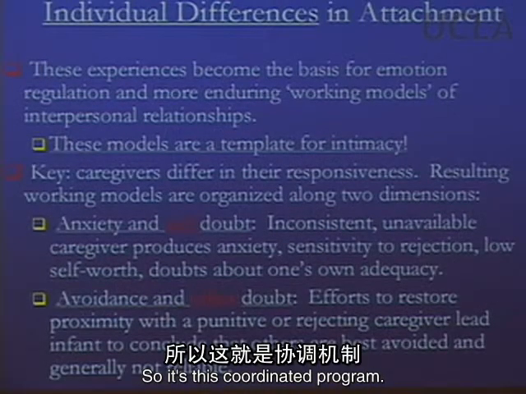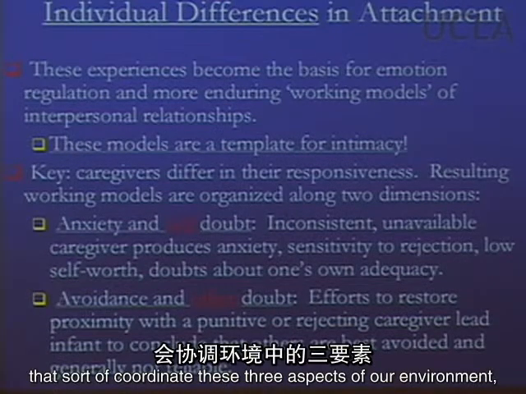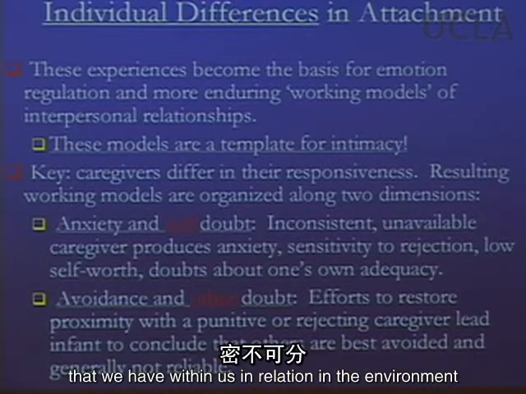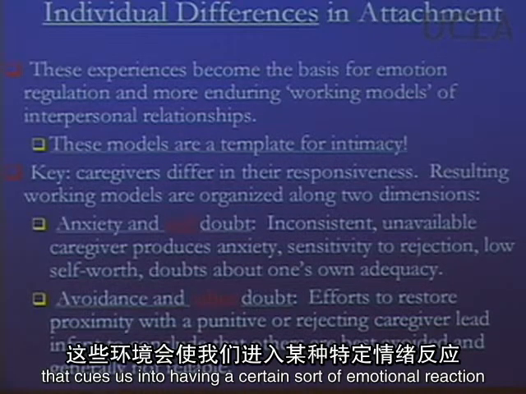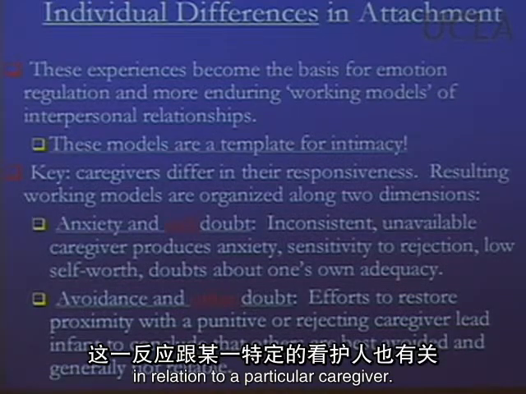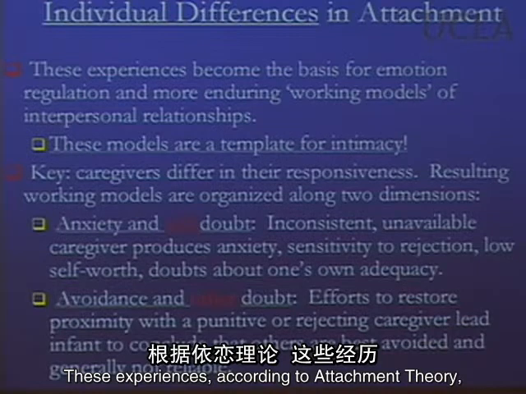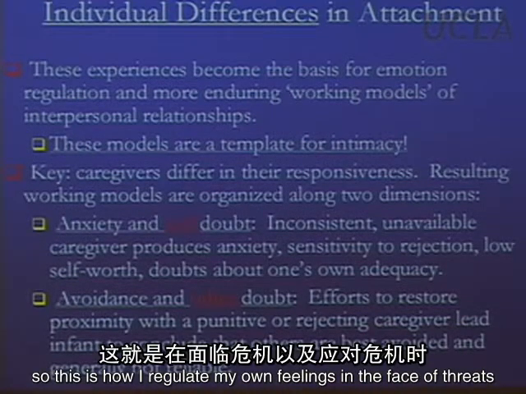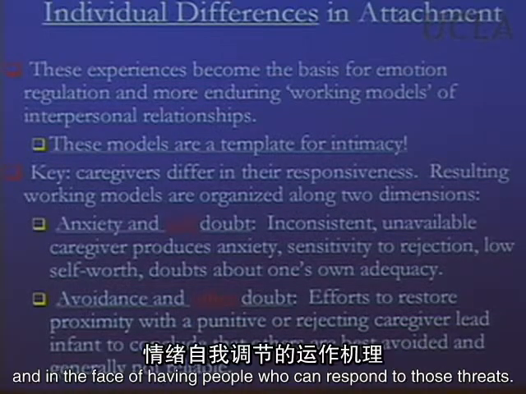And so it's this coordinated program. It's a program that coordinates these three aspects of our environment, and it really depends on those experiences that we have within us in relation to the environment that cues us into having a certain sort of emotional reaction in relation to a particular caregiver. These experiences, according to attachment theory, become the basis for emotion regulation. So this is how I regulate my own feelings in the face of threats and in the face of having people who can respond to those threats.